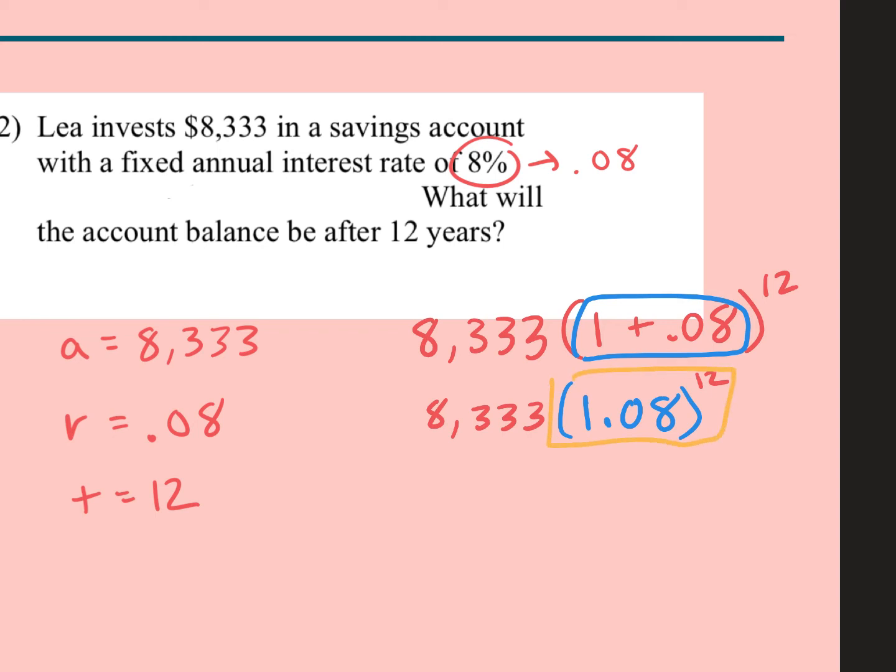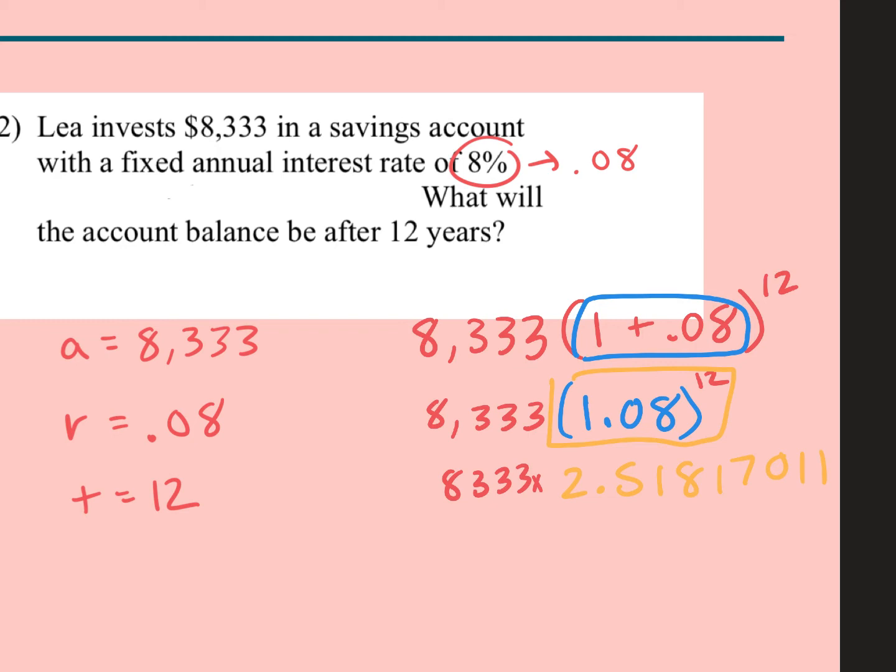So I have to put this in the calculator. So 1.08 to the power of 12. What do I get when I put that in my calculator? 2.518170011. And then what's the last step? Multiply it by 8,333. So just leave it in your calculator and put times 8,333.